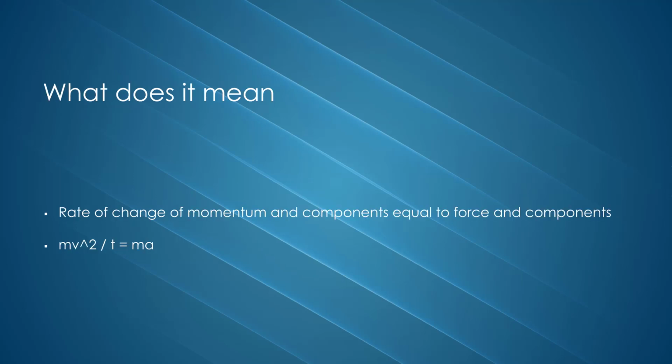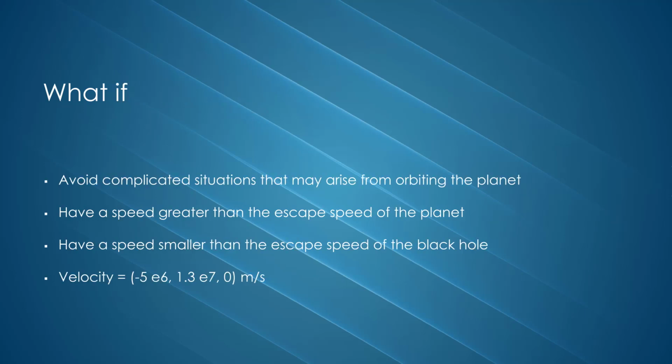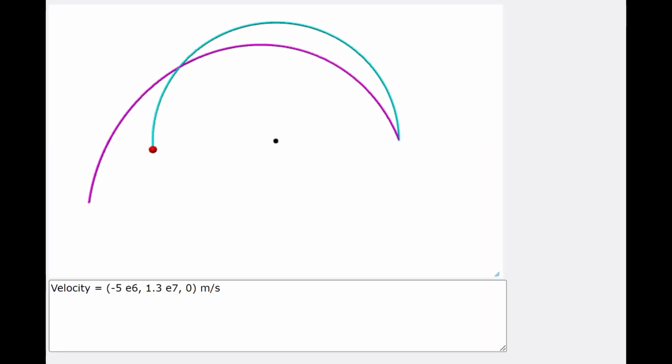There is no practical difference between rate of change of momentum in its components and force in its components. mv squared over time is equal to mass times acceleration. Here's a video of our solution to the what-if problem. The velocity needed is shown on the screen.